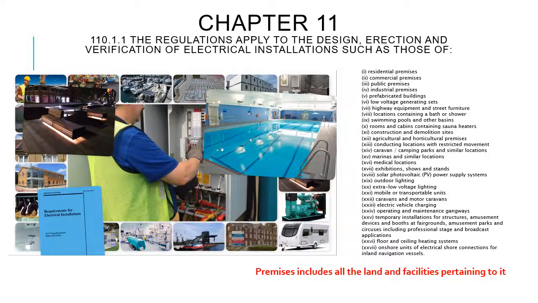So 110.1.1, the very first regulation in the book, chapter 11, explains all of the areas that the book covers, all the areas that the regulations refer to. Things like residential premises, commercial premises, down to caravan camping parks, marinas. There's a new one added in for the 18th edition, onshore units of electrical shore connections of inland navigation vessels. If you get a question in the exam saying what's included in the regulations, what's covered by the regulations, here's the list, 110.1.1.